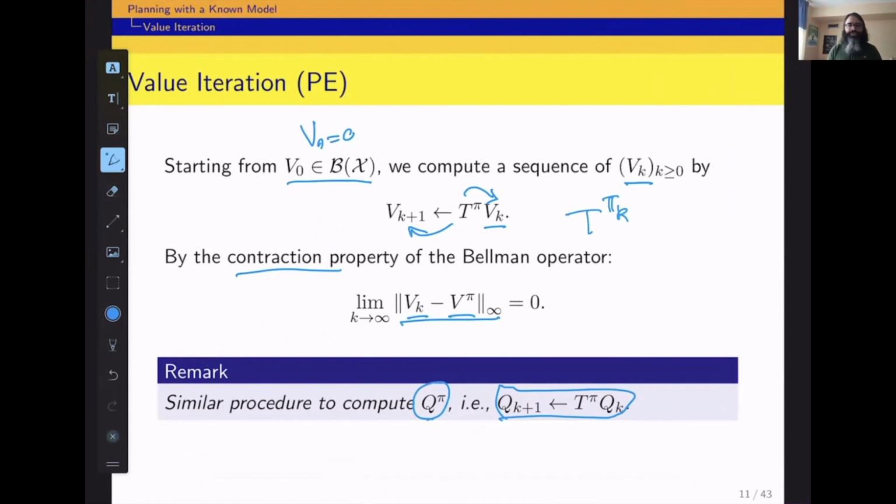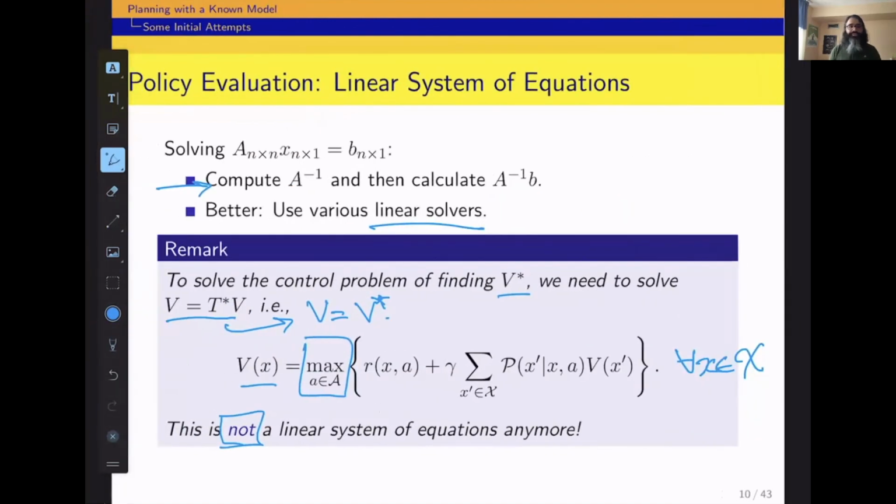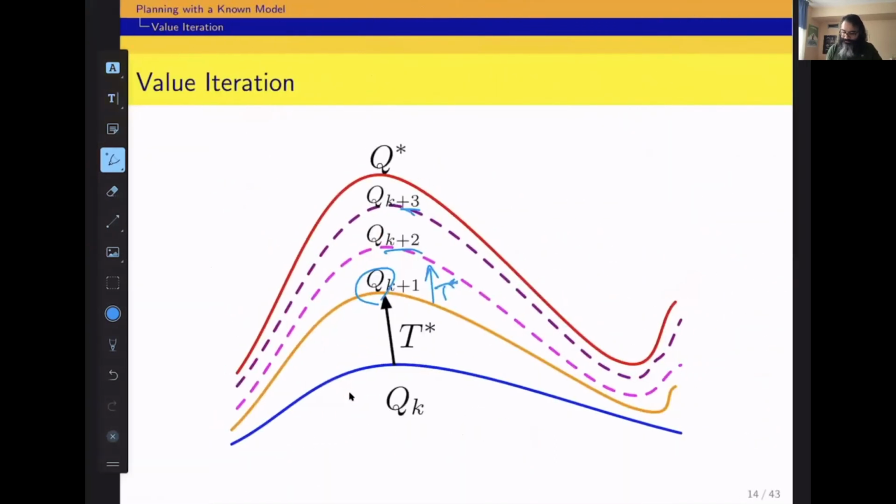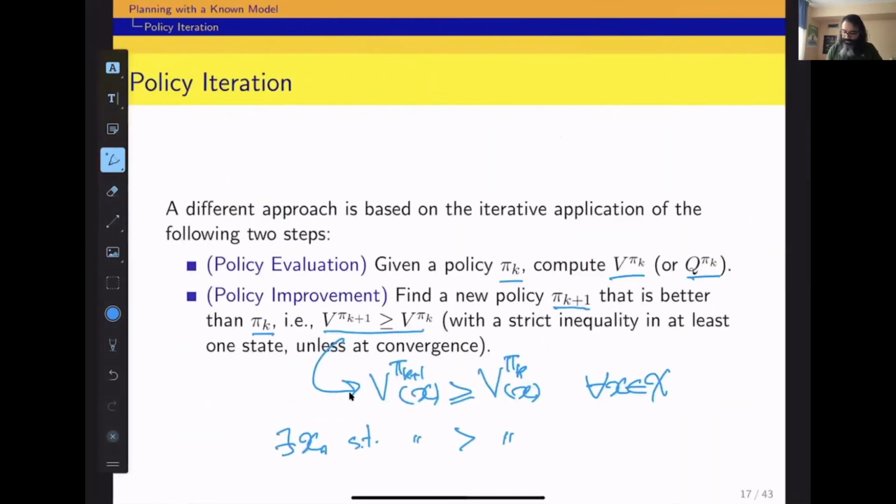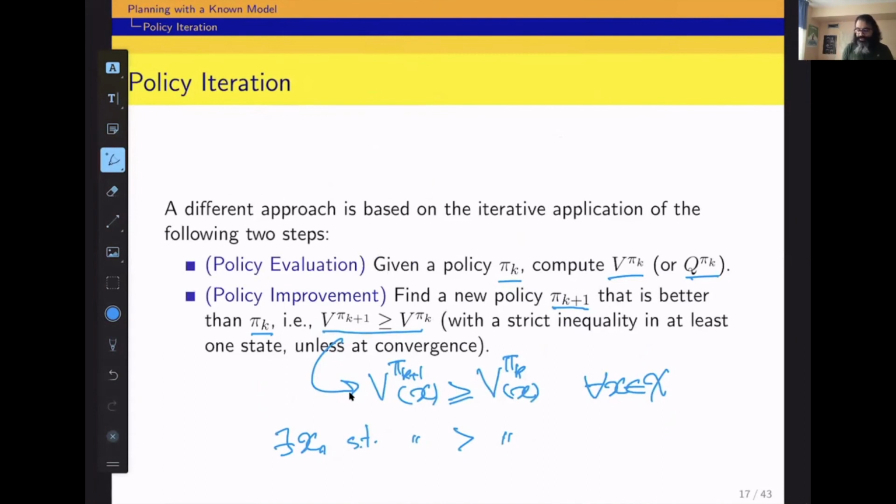Before value iteration, we talked about another method. Right, we can use a linear system of equations to solve it. For the nonlinear case it was difficult, but for policy evaluation it's a linear system of equations, so we can solve all of it. Okay, but what about policy improvements? How can we improve the policy?